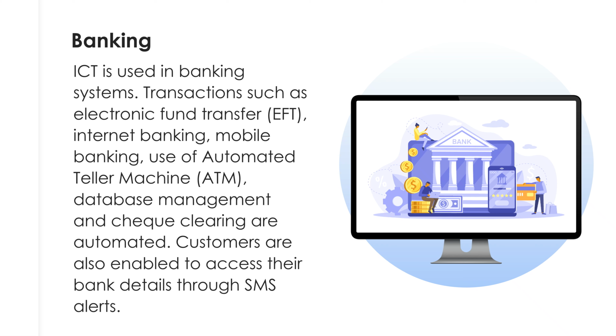Fourth, we have banking. So electronic fund transfers, internet banking, mobile banking. We have ATMs, database management, and checks clearing are all automated now. And customers get their SMS alerts on their account activity. So if you have ever sent money through M-Pesa or checked your balance through a banking app, you have used this function directly.